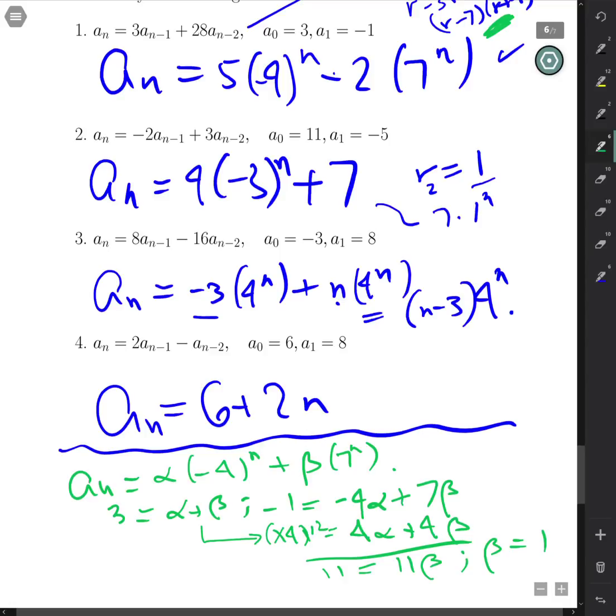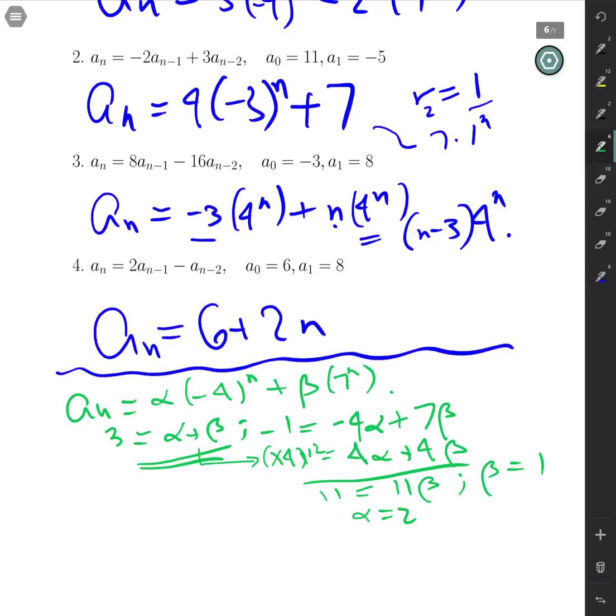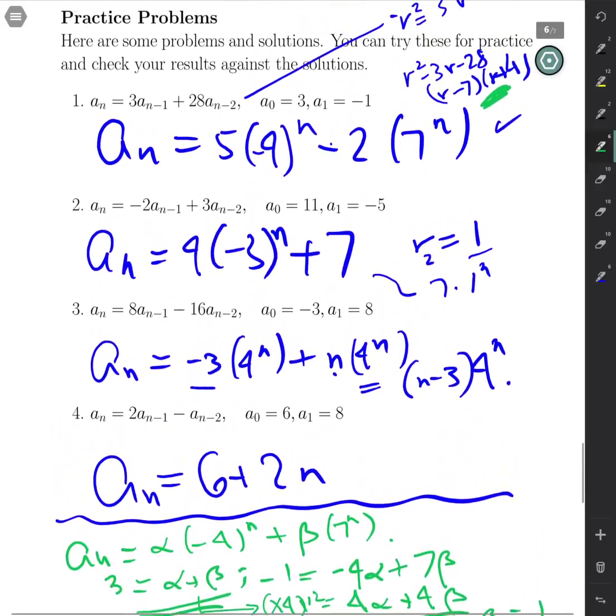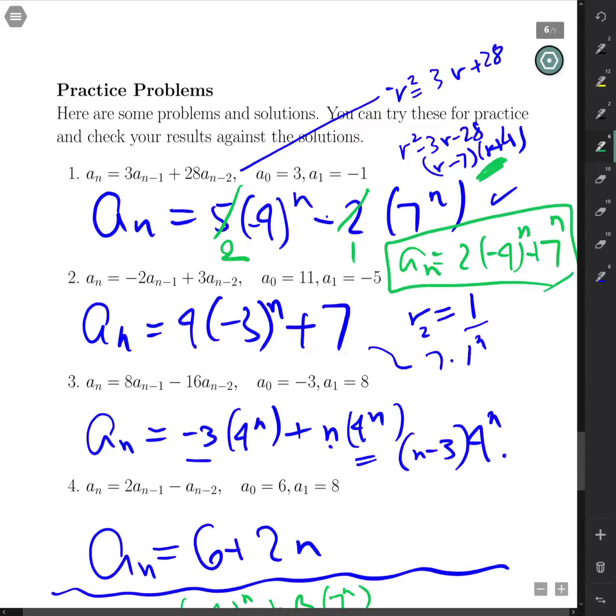That's not bad at all. And that means alpha is equal to 2. Just going back up here and putting beta equal to 1 in there, alpha is equal to 2. Well, that's not too bad. So that first one really should be a 2 and a 1. Let me go back up there and change those to 2 and 1. So that's 2 and a 1 here. In other words, a_n is equal to 2 times -4 to the n plus 7 to the n. Okay. All right, well, I gave you another solution there to ponder as well.